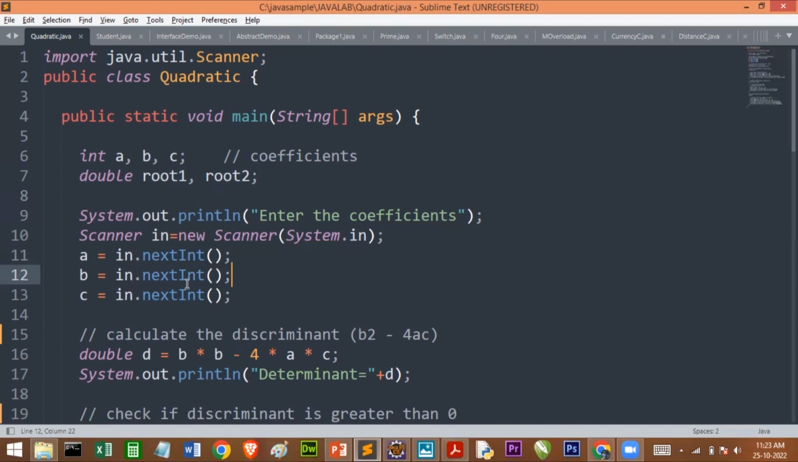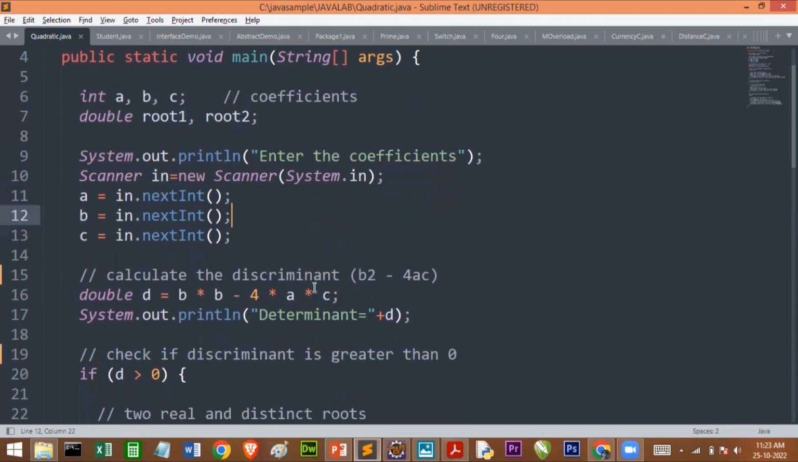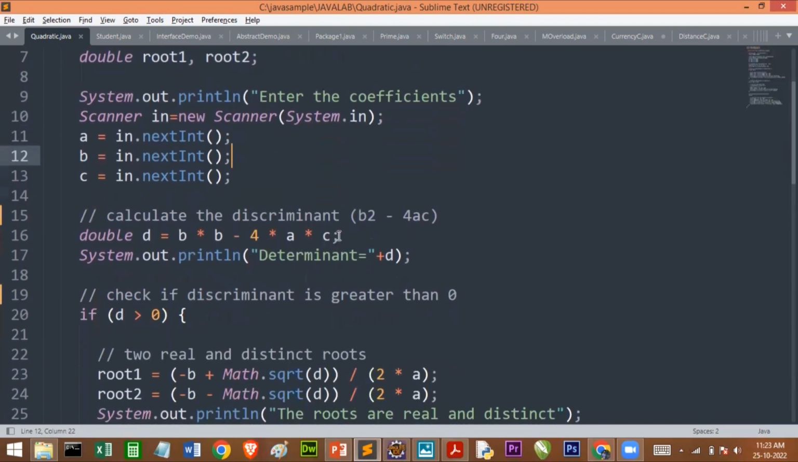You can use the functions here. Okay, so next I'm calculating the discriminant, also called determinant. The discriminant formula is b square minus 4ac. Whatever values I have read from the user, a, b, c, I'm making use of those values to calculate the discriminant.